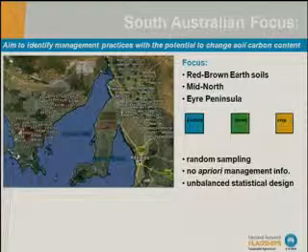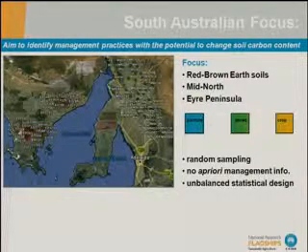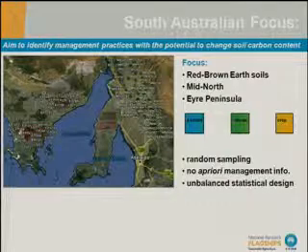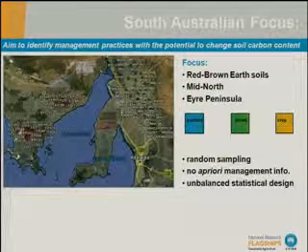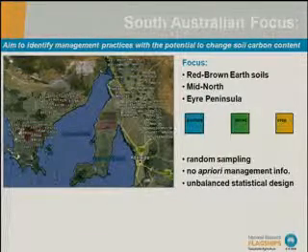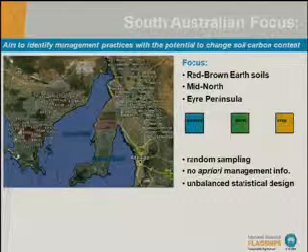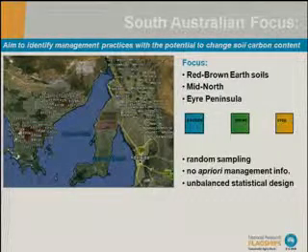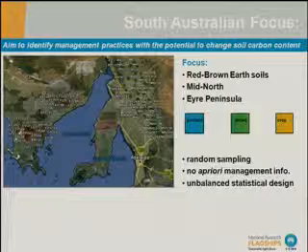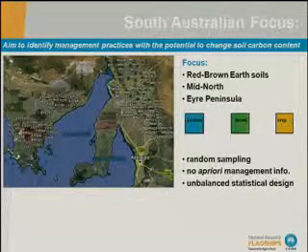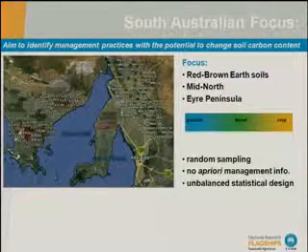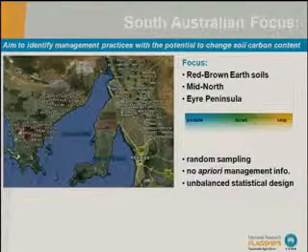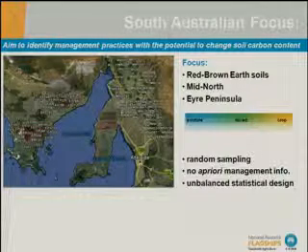So in South Australia, what have we been up to? We are aiming to identify management practices with the potential to change soil carbon content. We've got a relatively small project, so we've only got 200 sites, and we decided to focus on red-brown earth soil types. And we have two target areas, the Mid-North and the Eyre Peninsula, and they are fully sampled at the moment. We decided to break down any sort of artificial boundaries around our land management systems.